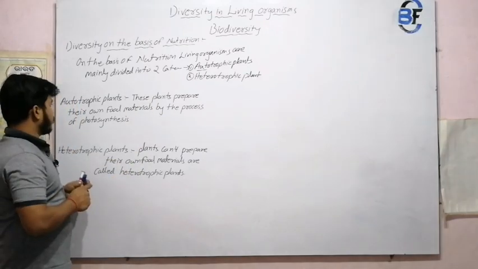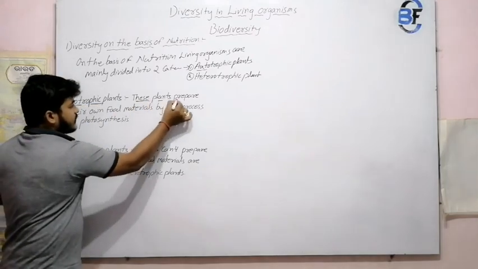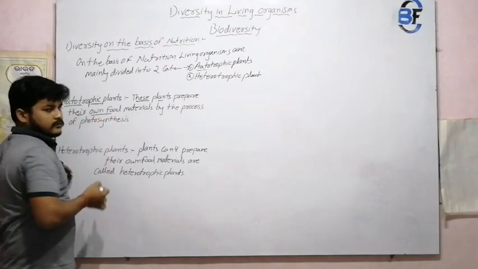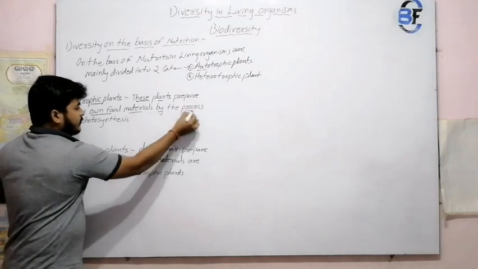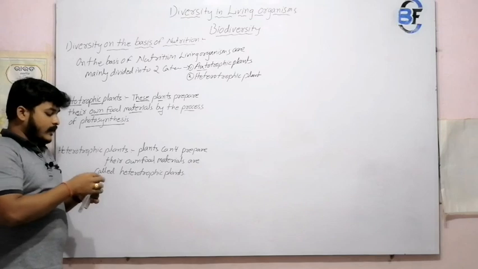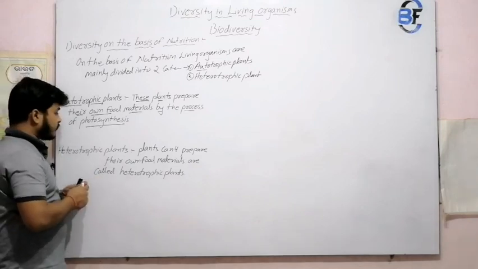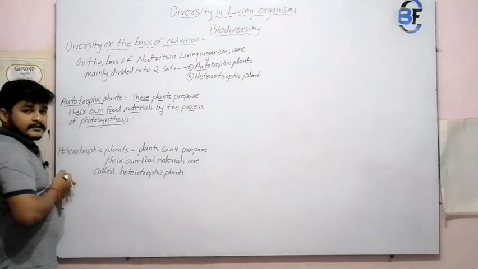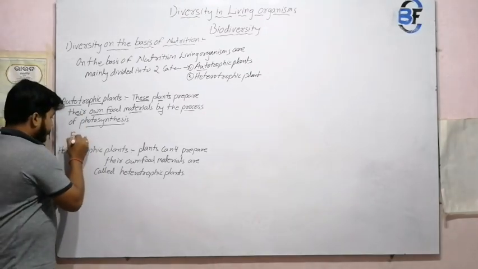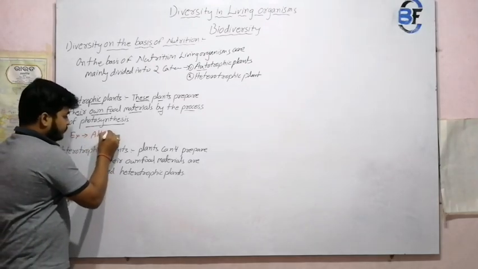I just wrote over here: what are autotrophic plants? These plants prepare their own food material by the process of photosynthesis. That means they can prepare their own food by the process of photosynthesis. Then what is the example of an autotrophic plant? The example is all green plants.